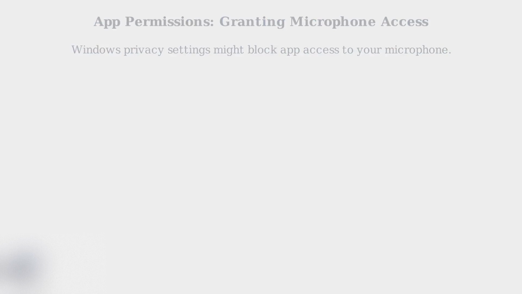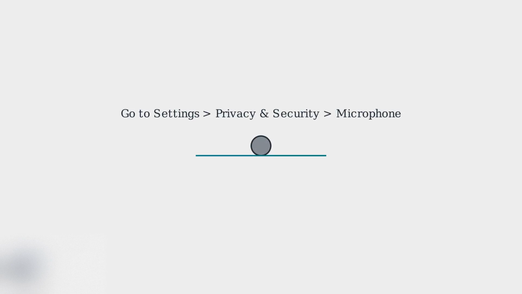Windows privacy settings might be blocking app access to your microphone. To fix this, navigate to Settings, then Privacy and Security, and select Microphone. First, go to Settings, Privacy and Security, Microphone. This is where you control microphone permissions.